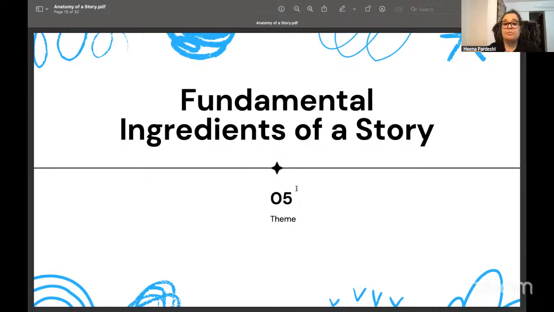Now, theme emerges naturally when the other four ingredients are in harmony. It'll emerge automatically. You don't decide the theme, okay? You can direct it, but you do not decide the theme of your novel. You discover it by watching what your characters become.